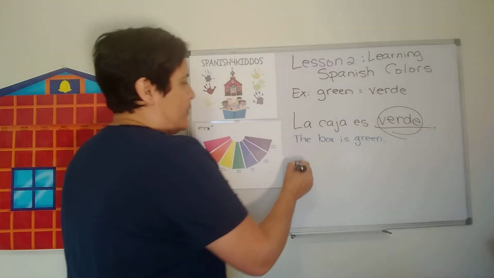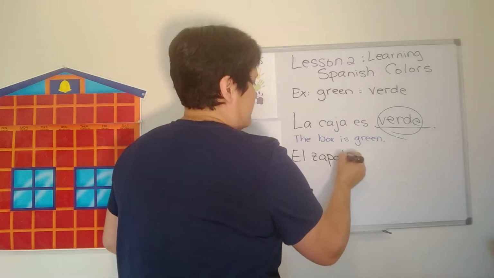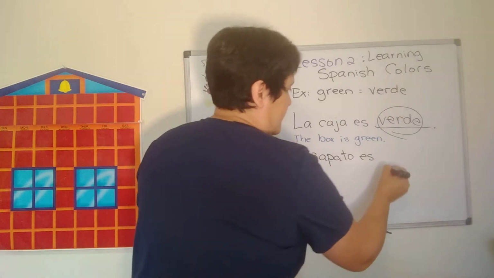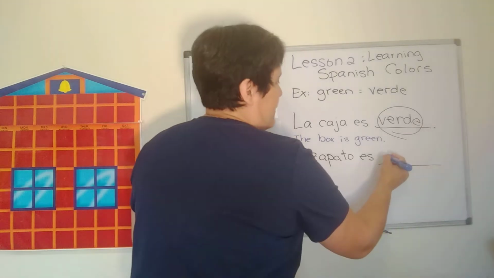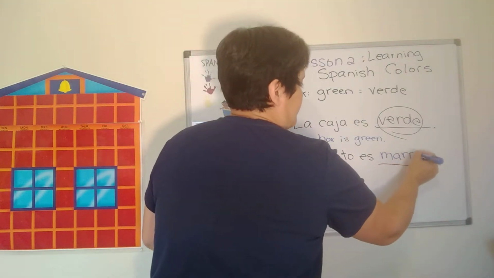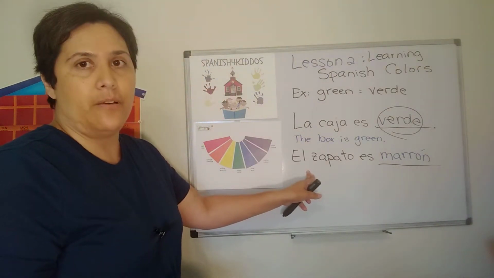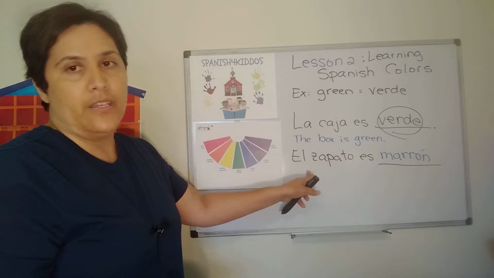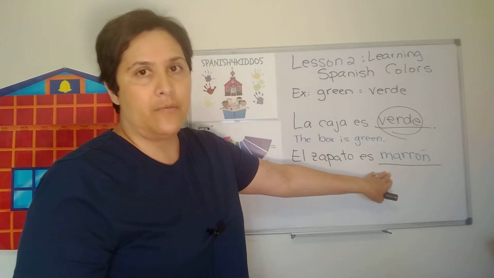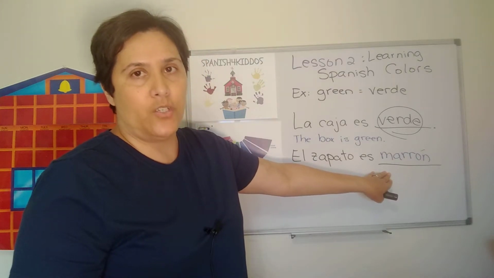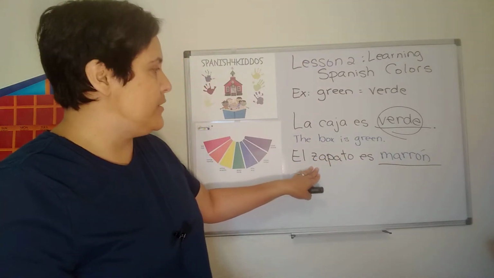Another example, for instance, is el zapato es, and I'm going to write it in a different color so that you can see what else we could use. For instance, we can say that el zapato es marrón. The shoe is brown. So in this particular example, it's describing our noun, which is zapato.